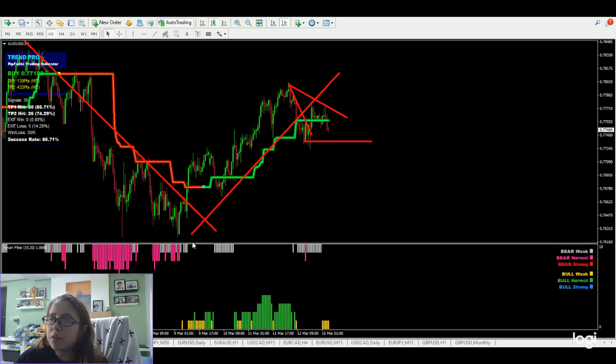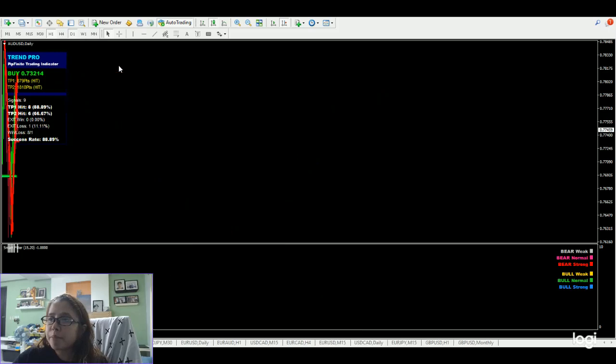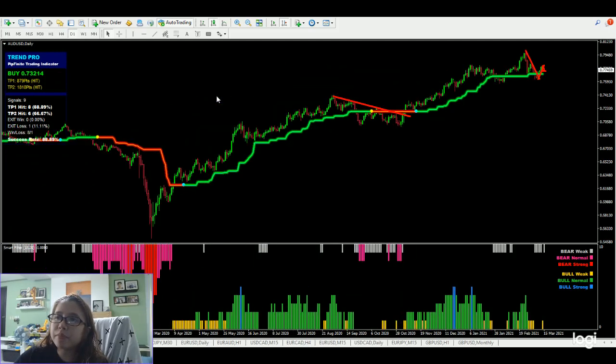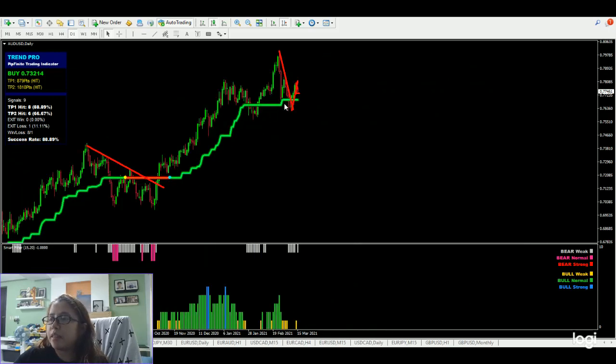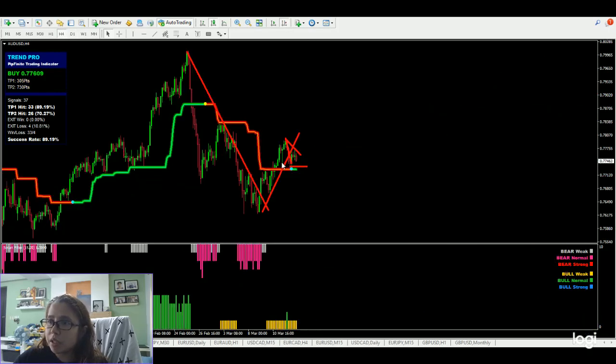Okay, so let's look now at our charts for Aussie USD. So in the daily time frame, our trend is obviously uptrend. Even Trend Pro gives us an uptrend signal. So let's try to zoom in so we could find trading opportunities.